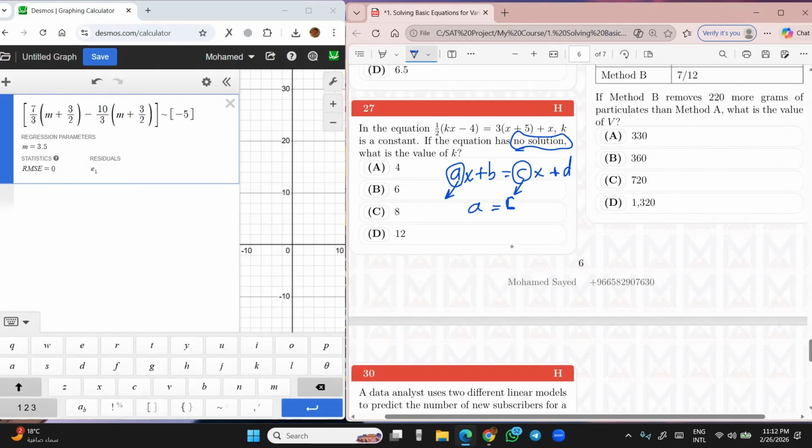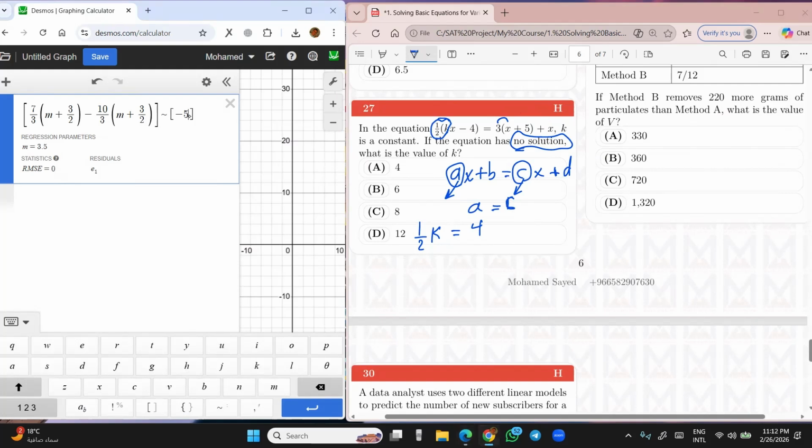What is A here? A is any number multiplied by X. So we have to multiply this half. So we have half K X. So we need to remove this x. I need only the coefficient of x, which is half k. This doesn't have anything to do with x. And on the right side, we have 3x plus x, which is 4x. So half k is equal to 4. Half k is the coefficient of x on the left, and 3 and 1, which makes 4, is the coefficient of x on the right. So half k is equal to 4, so k is equal to 8.